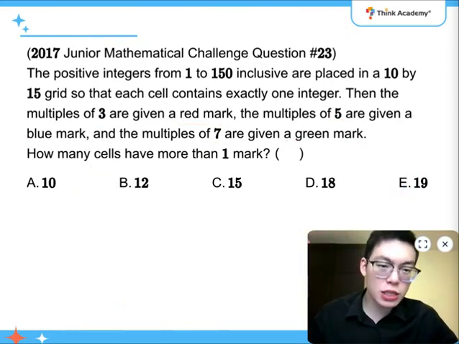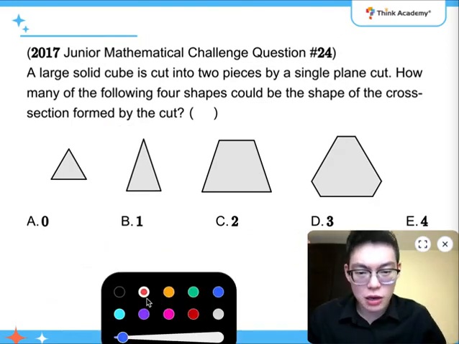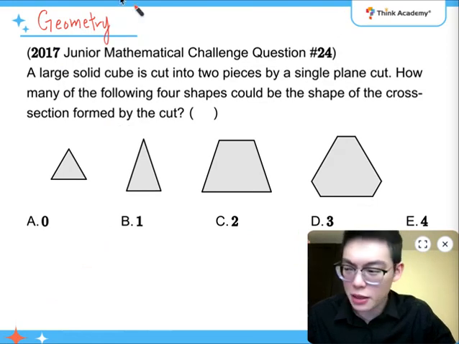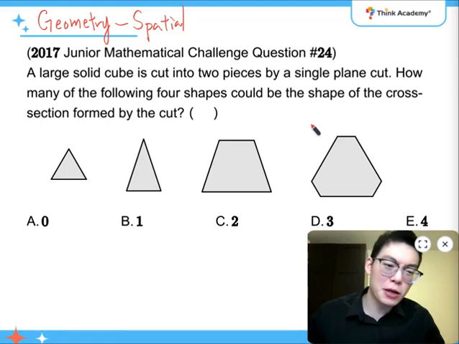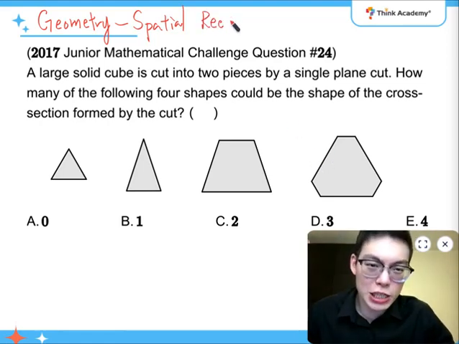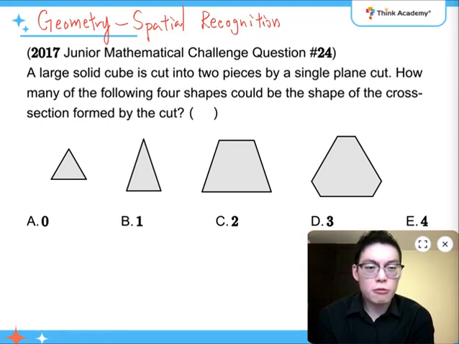And for the next question 24, it is a question about spatial recognition. Well, I think this question is not really much like a maths question, because there's nothing you can do on calculating it. It is more like a non-verbal reasoning question, because you need to have your spatial recognition skills or like your spatial imagination to solve this question. So I would say that if you can't figure out this question correctly, there's not much I can help.